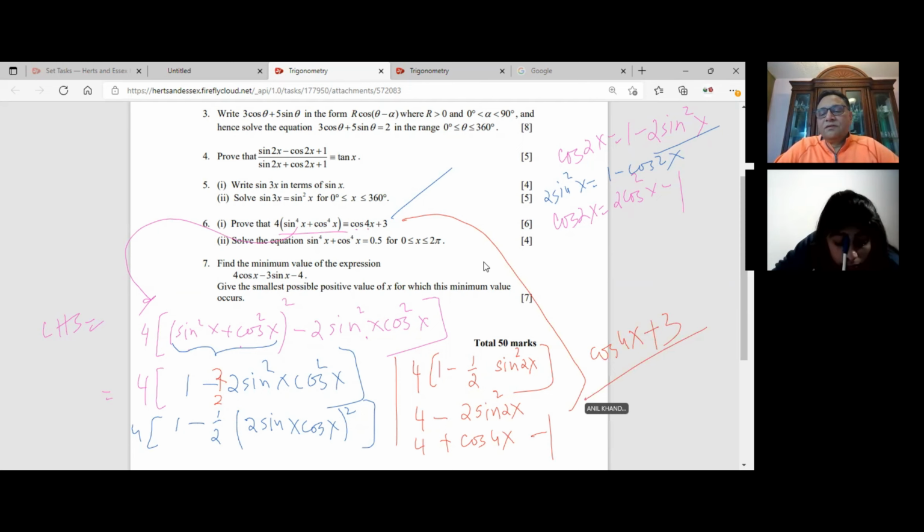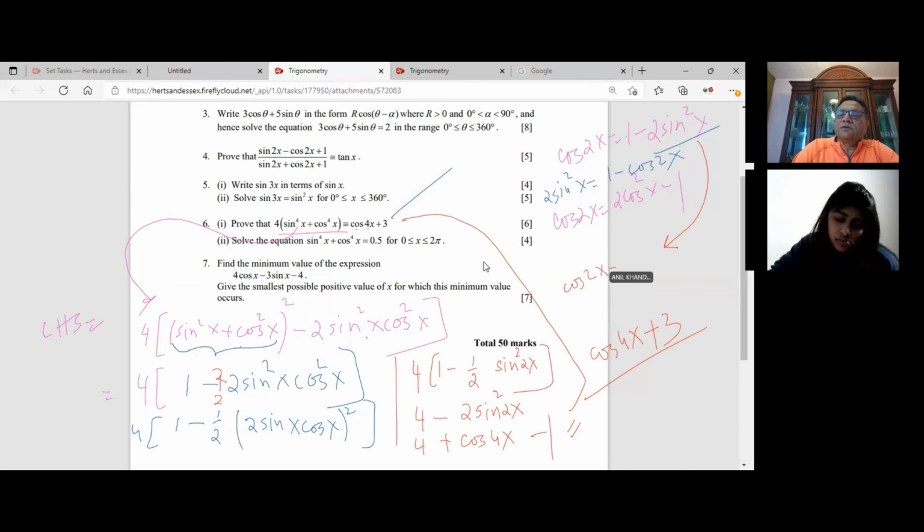Wait, we had minus 2 though. What? We had minus 2 sine squared 2x. Why minus 2? Yeah, minus 2 sine square x. So minus 2 sine square x is cos 2x minus 1. Look here. Bring this 1 on this side. So it is cos 2x minus 1 equals minus 2 sine square x.